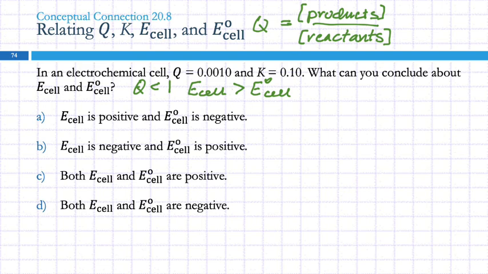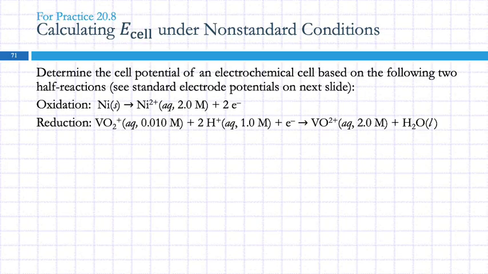Does that tell us whether the cell potential is positive or negative? No, it doesn't. It just tells us whether it's greater than or less than the standard cell potential. So we need to figure out, well, is the standard cell potential positive or negative? We could think about it. Personally, I really like equations.